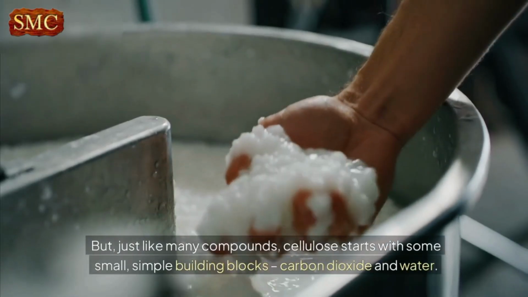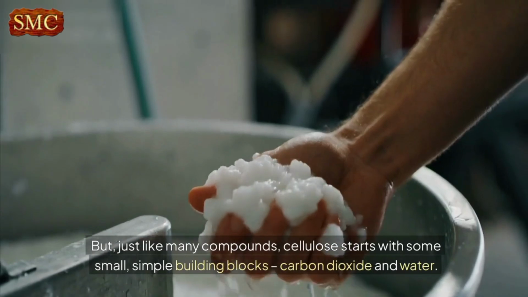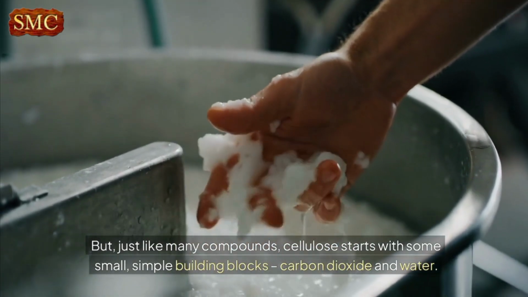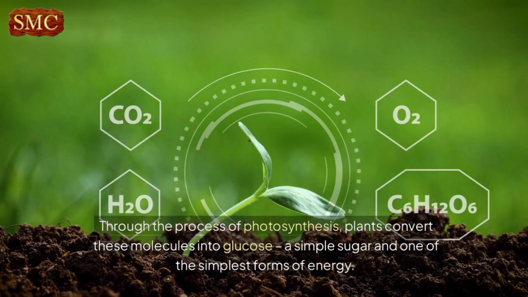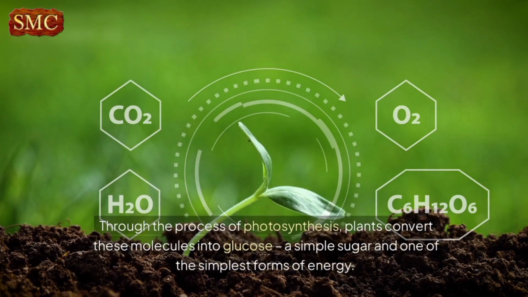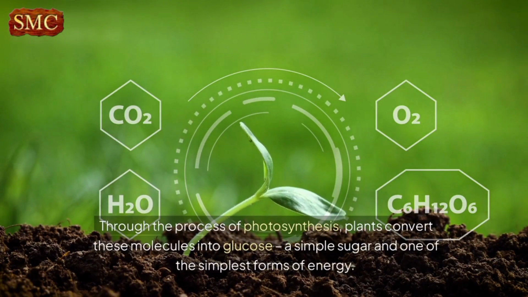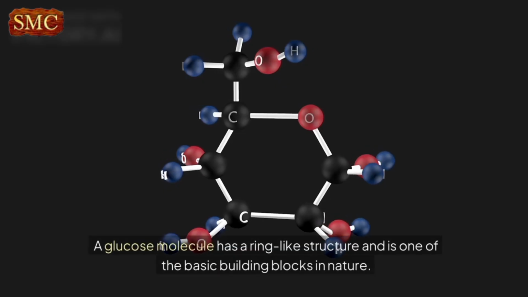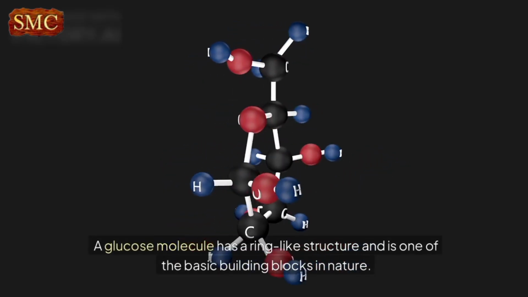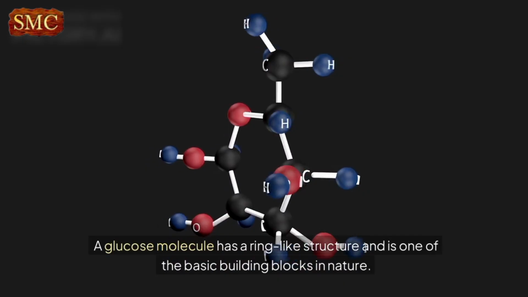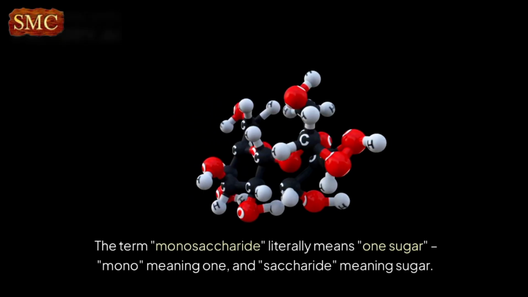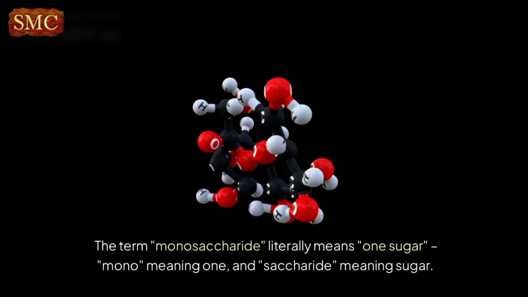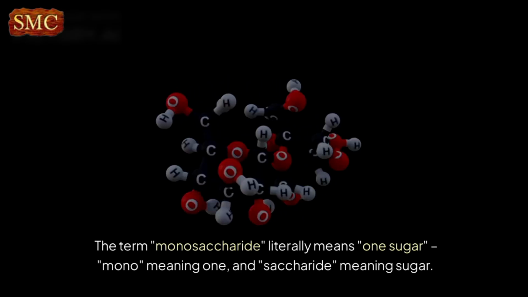But, just like many compounds, cellulose starts with some small, simple building blocks, carbon dioxide and water. Through the process of photosynthesis, plants convert these molecules into glucose, a simple sugar and one of the simplest forms of energy. A glucose molecule has a ring-like structure and is one of the basic building blocks in nature. The term monosaccharide literally means one sugar, mono meaning one, and saccharide meaning sugar.